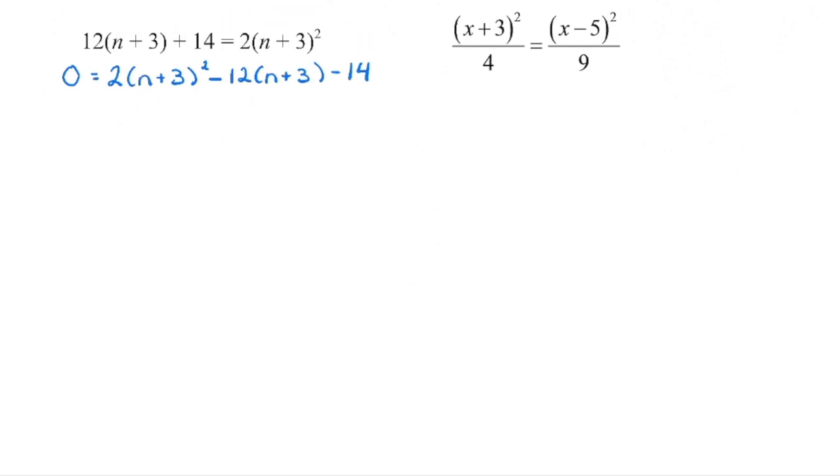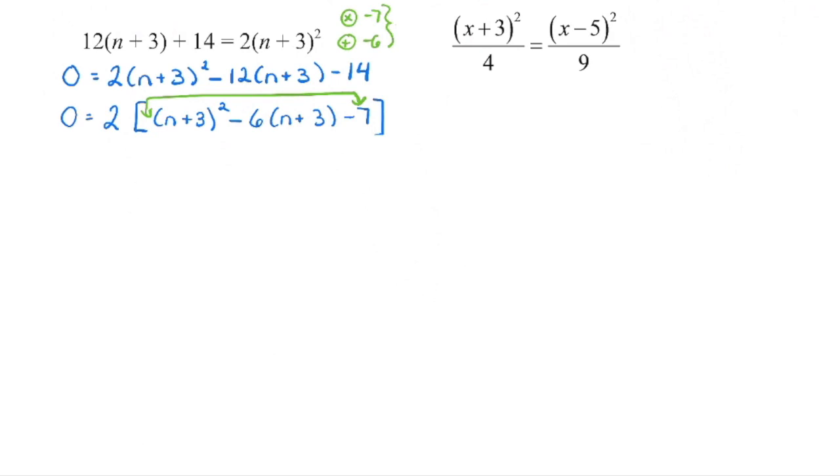I can now either replace this with a variable such as w and do what we did previously, or we can say, okay, we've got a coefficient of 2, -12, and -14. Let's divide out a -2, so we're going to factor out a -2. And then at this point, I can see that I have a coefficient of 1 in front of my squared term, and I'm going to multiply that by the c value, which is -7. So I'm looking for two numbers that are going to multiply to -7 and add to -6. We know those values are -7 and +1. So we can go ahead and factor this now.